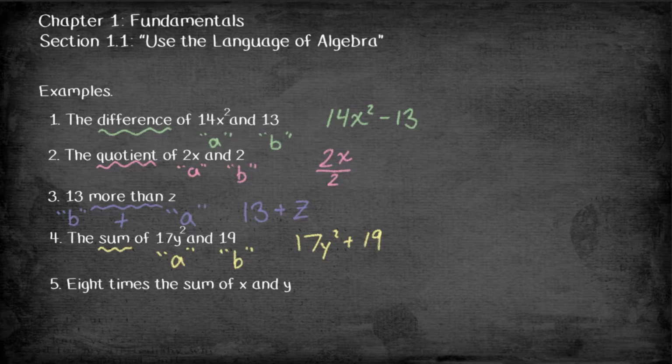Eight times the sum of x and y. Now, we want to be a little bit careful here because we have actually two operations that are being combined. So we have 8 times the sum of x and y. Let's write down what we know. So we have 8 times, and the sum of x and y would be that part, x plus y.